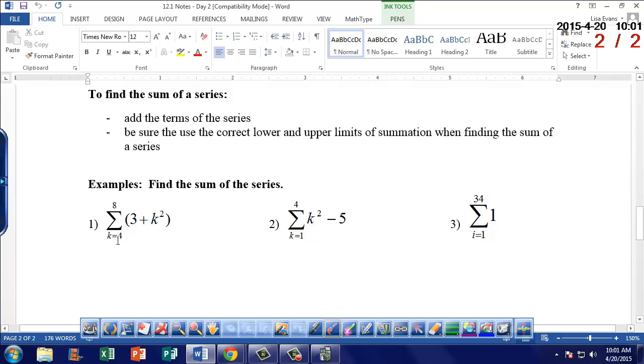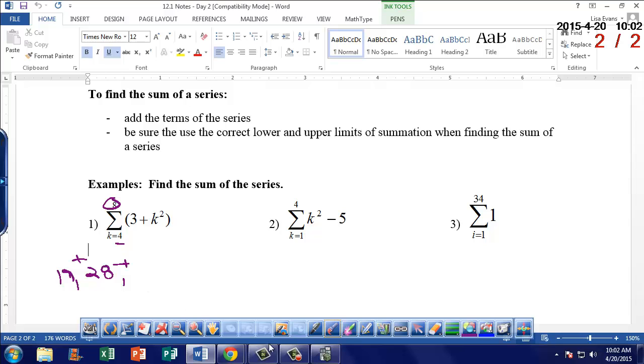We're starting at 4 instead of starting at 1. So you're going to plug 4 in. When I plug 4 in, I get 16 plus 3, I get 19. Now you're going to do 5. Plug 5 in. When you do that, you get 5 squared is 25, you get 28. And then you're going to keep going until 8. Then, once you do that, you're going to go ahead and add up all the terms.